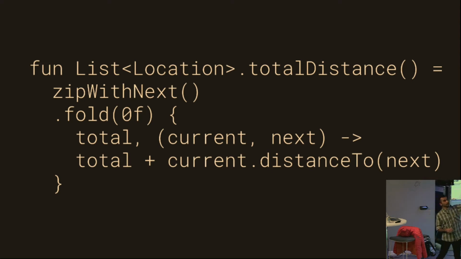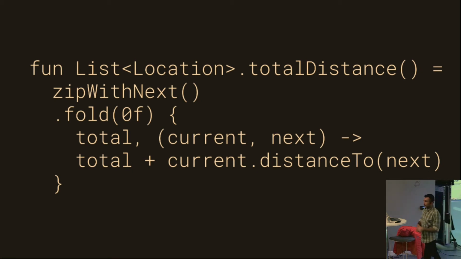So here's a really simple, very neat functional way of just saying, give me the distance between each of the two things. So zipWithNext is a really simple thing that's built into the Kotlin standard library. It will basically just give you a load of pairs of a value with the next value, value with the next value, and so on. And then fold, also known as a reduce.